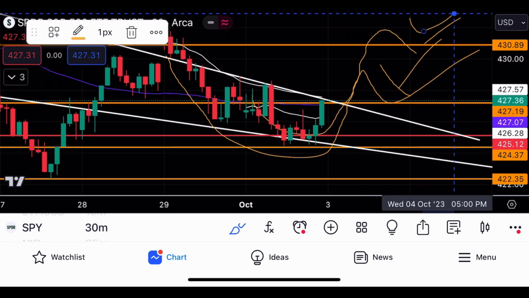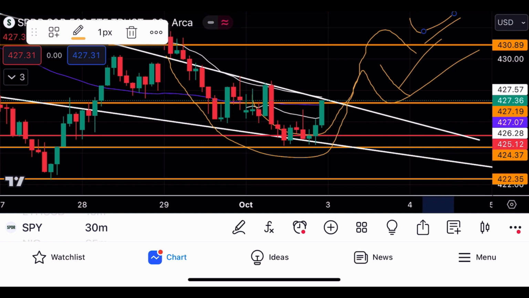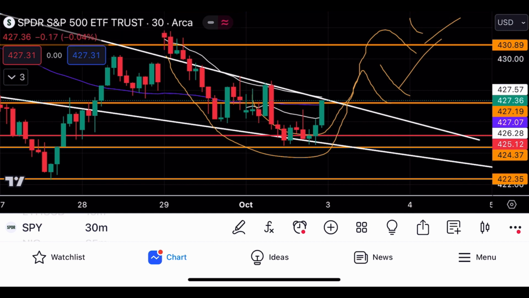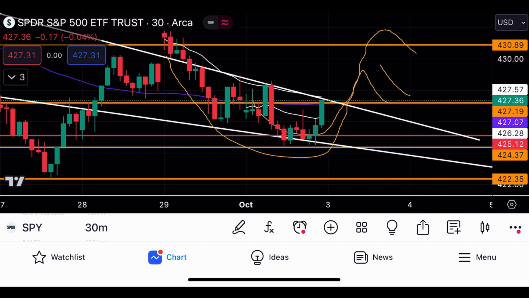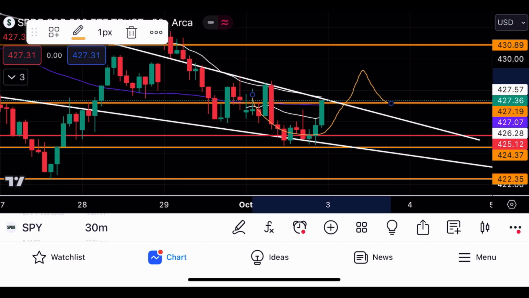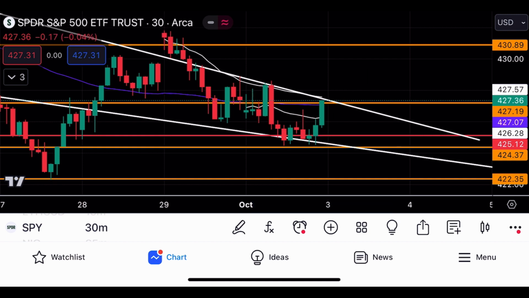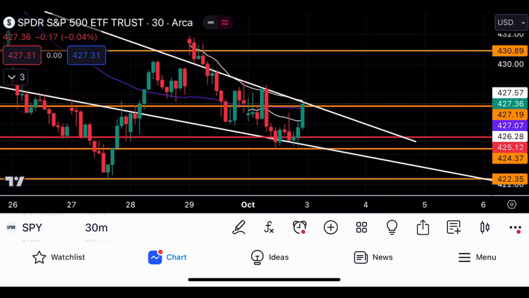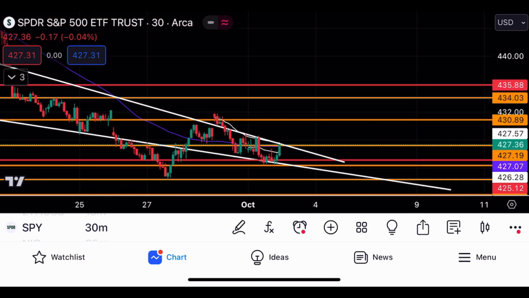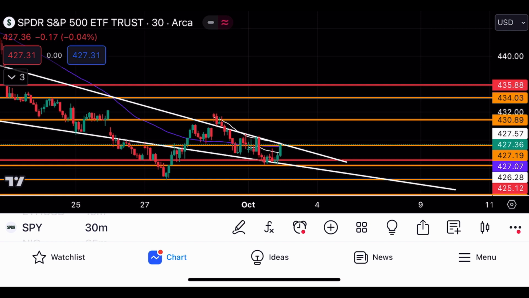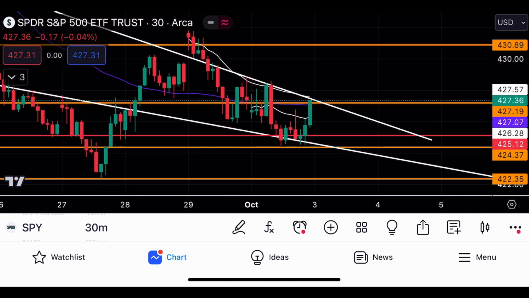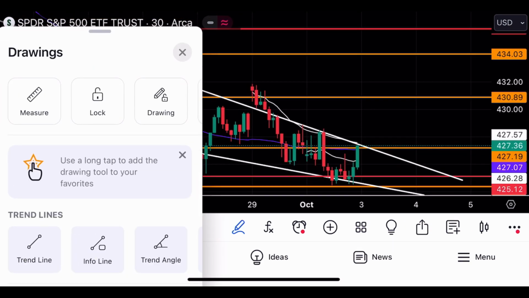And then if we shoot up, break that, and then bounce off of 430.90, that's when we can start to see us shoot up higher and retest that 432 area again, and then head towards 434 and so forth. So that's what I'll be looking for to the upside. So levels right here, 434 and 435.90 to the upside.